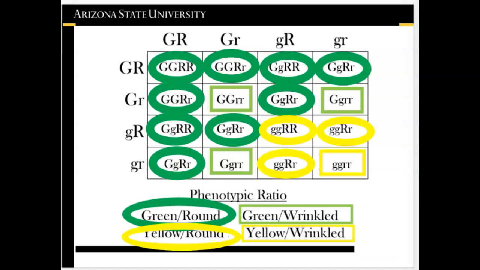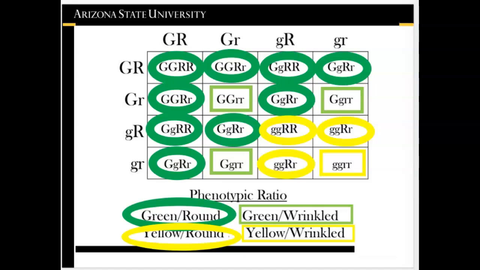Next, I choose one of the combinations that will result in 1 big G and 2 small r's, or 1 big R and 2 small g's. In this case, we'll use yellow and round. So I go through and find little g with 1 big R or more, and I put the yellow circle or oval around them.